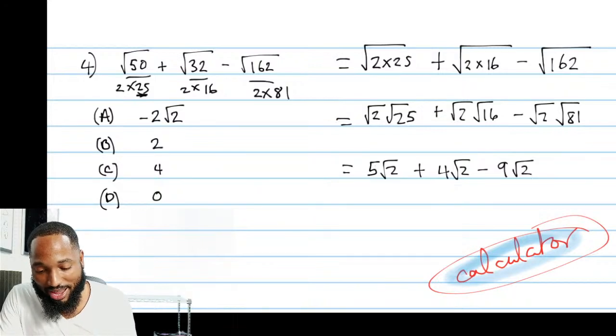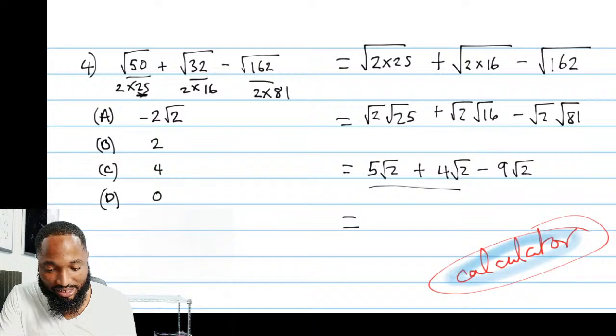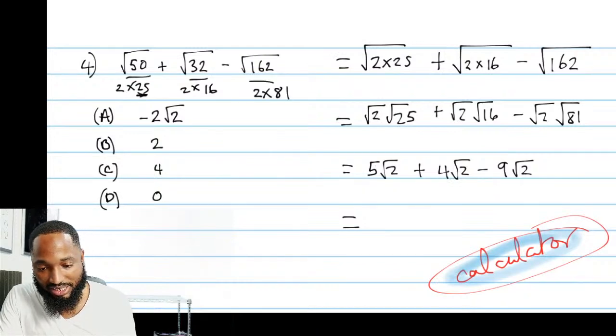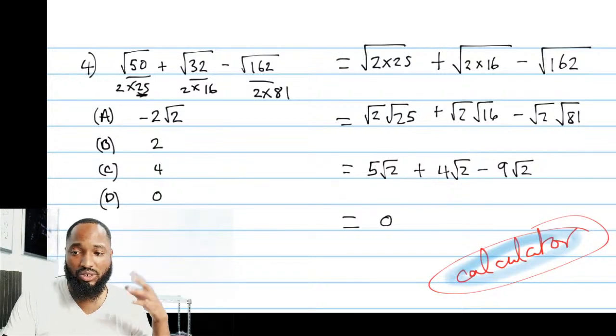So this is 9 minus 9. You can think of this as 5 apples plus 4 apples, take away 9 apples, you know? Don't let them scare you. The answer is 0. It could have worked out to be anything.